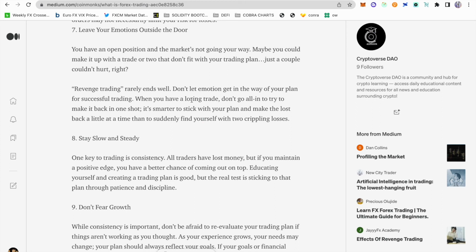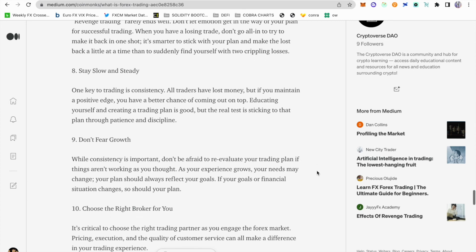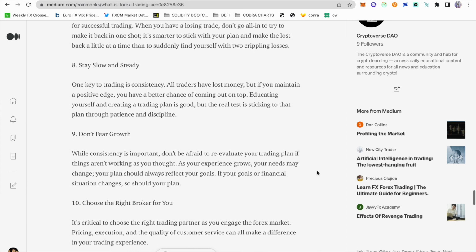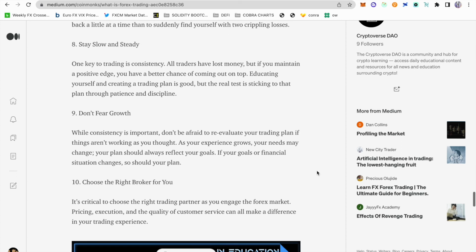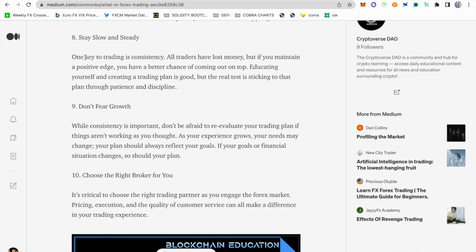When you have a losing trade, don't go all in trying to make it back in one shot. It's smarter to stick with your plan and make the loss back a little at a time than to suddenly find yourself with two crippling losses. So adjust your emotions, guys. Stay slow and steady. One key to trading: consistency.